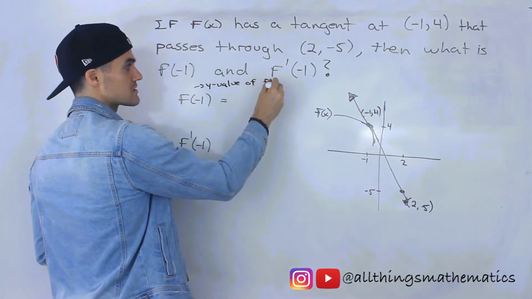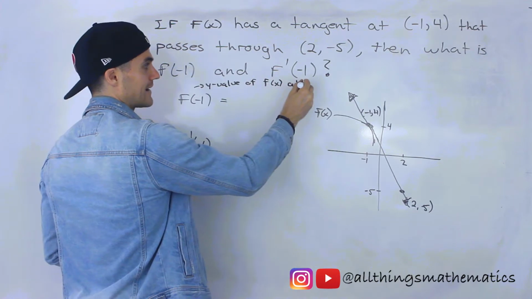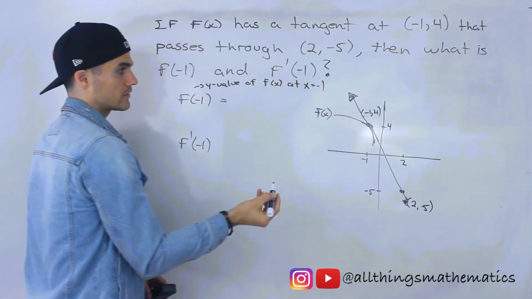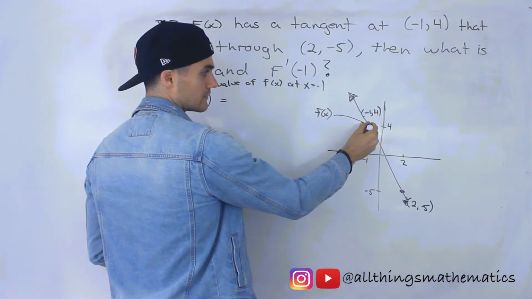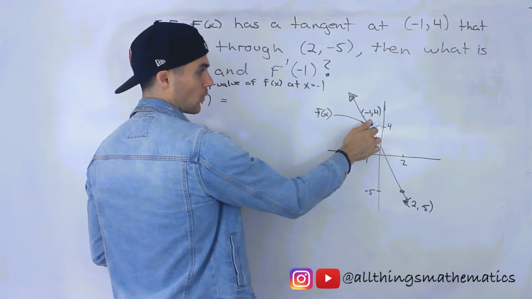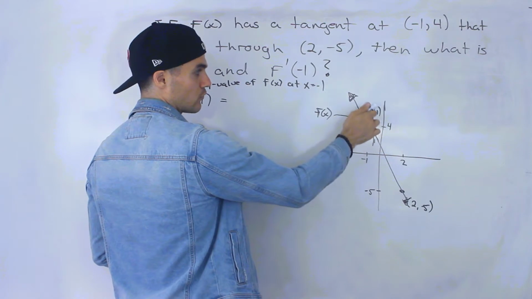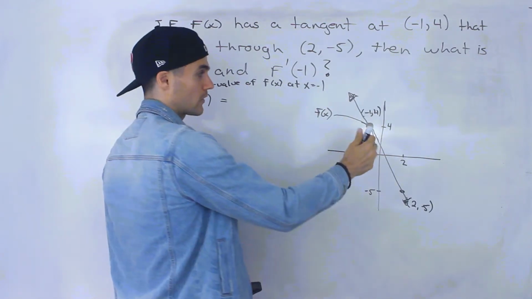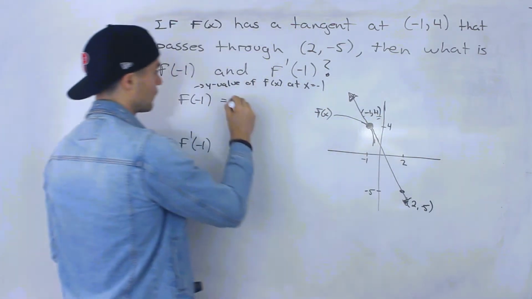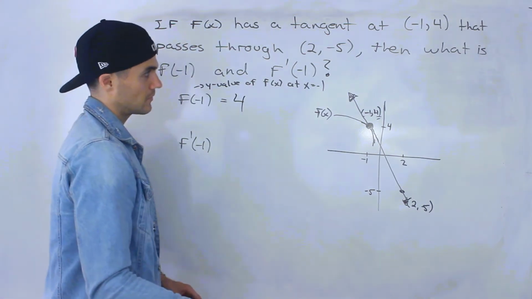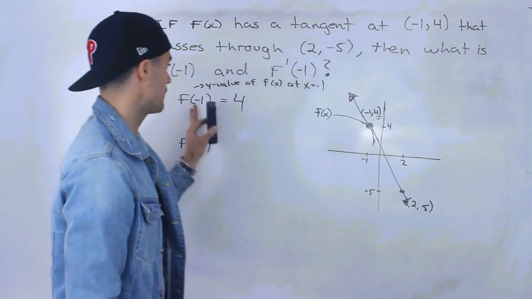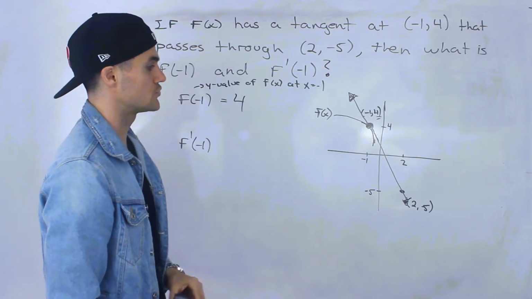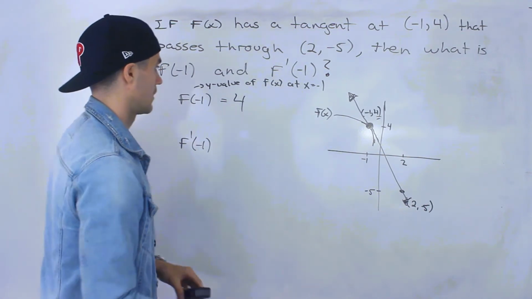Well, f of -1 is just going to be the y value of f of x at an x value of -1. And notice we know what the y value is. We were given that, right? The function has this coordinate (-1, 4). There's a tangent on that coordinate. The y value is just 4, right? So we were given that in the question. So f of -1 is equal to 4.